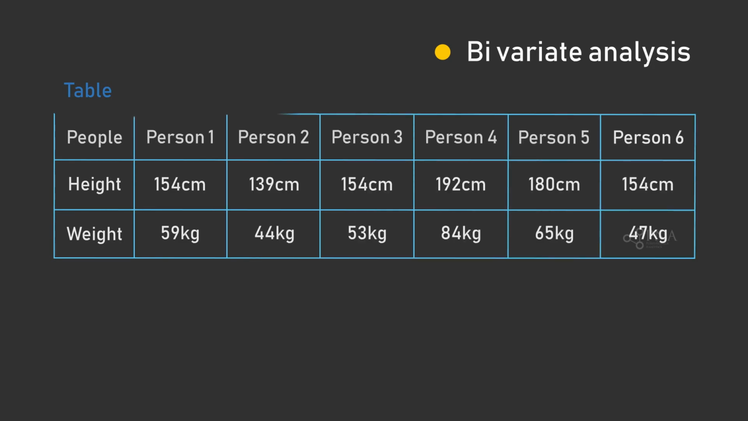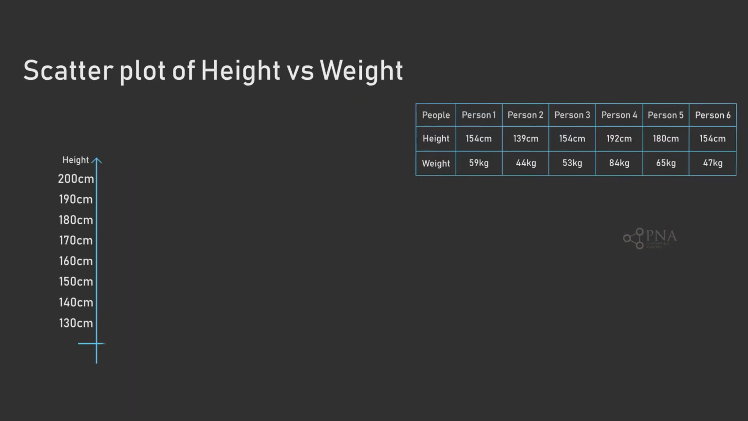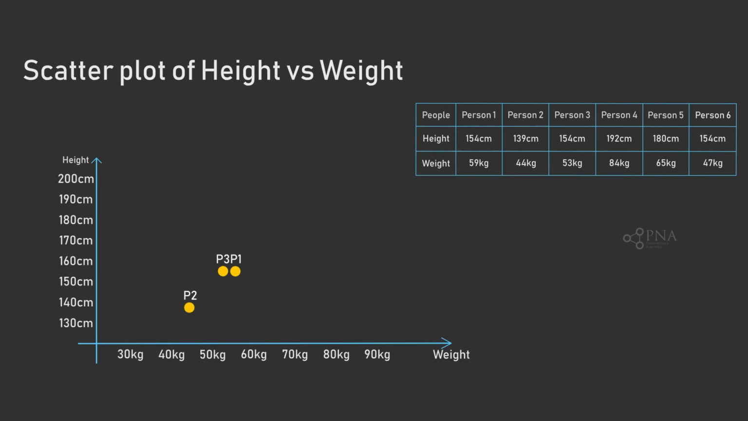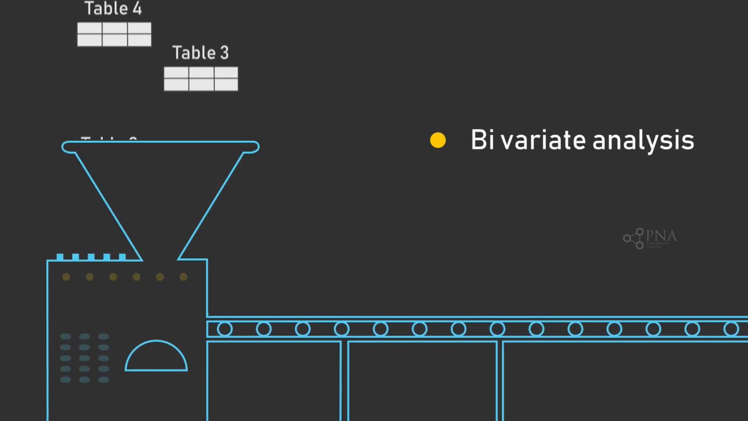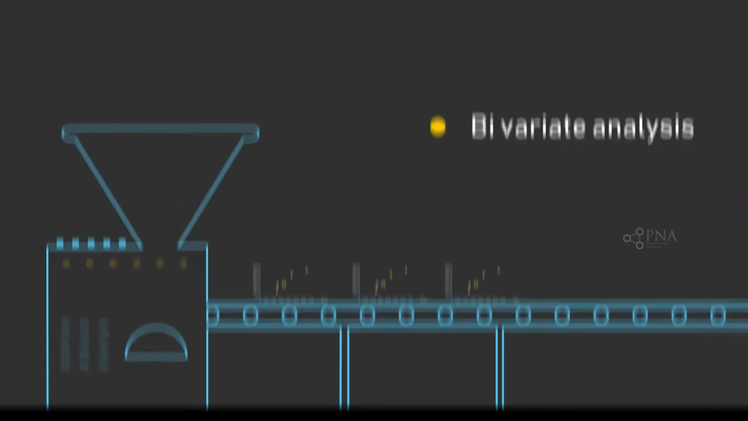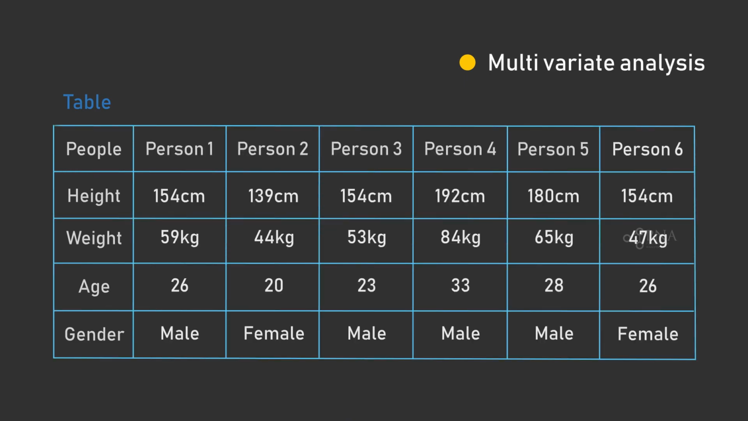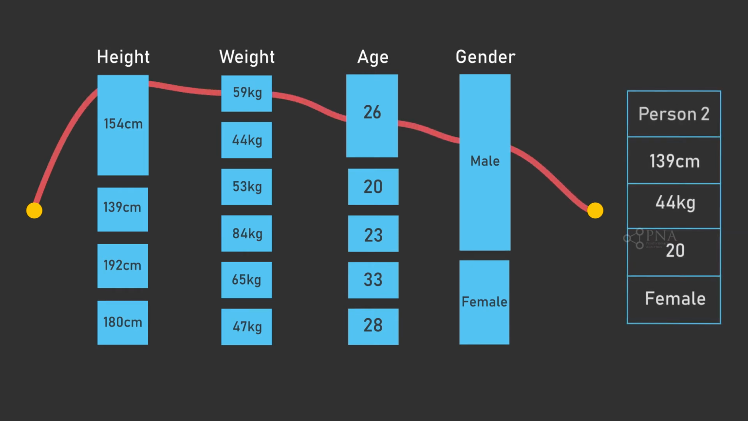In bivariate analysis, we take two variables from our dataset and try to find the relationship between the two variables, as well as any meaningful patterns. In multivariate analysis, we take multiple variables from our dataset and attempt to find the relationship between those variables and any patterns.